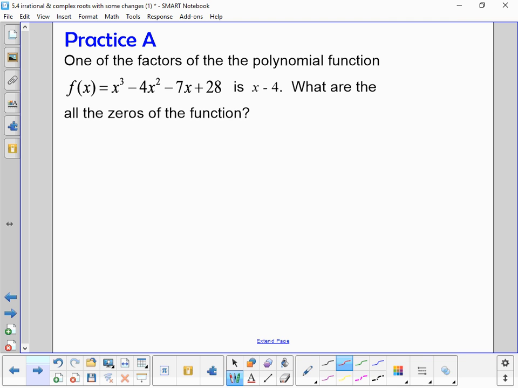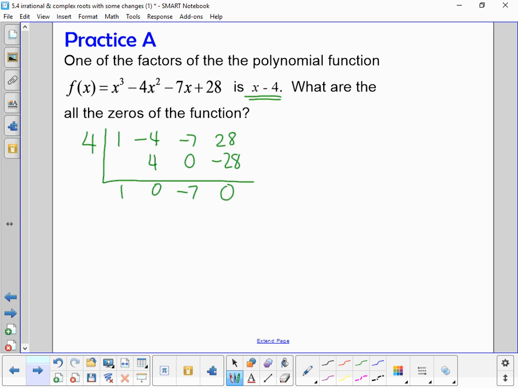Okay, another one to try. So this time, though, we're given a factor. If we want to divide by the factor x minus 4, we use the 0, 4. And our coefficients are 1, -4, -7, and 28. So we divide this synthetically: drop the 1, multiply, add it up, multiply, add it up, multiply, add it up. So when we divide, we get the result x squared minus 7.